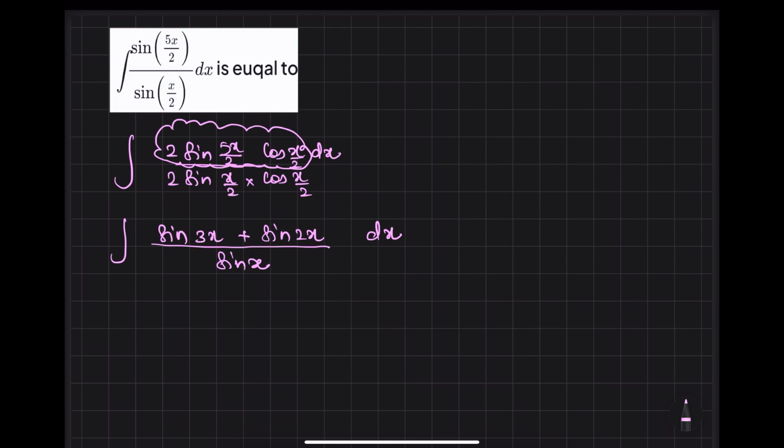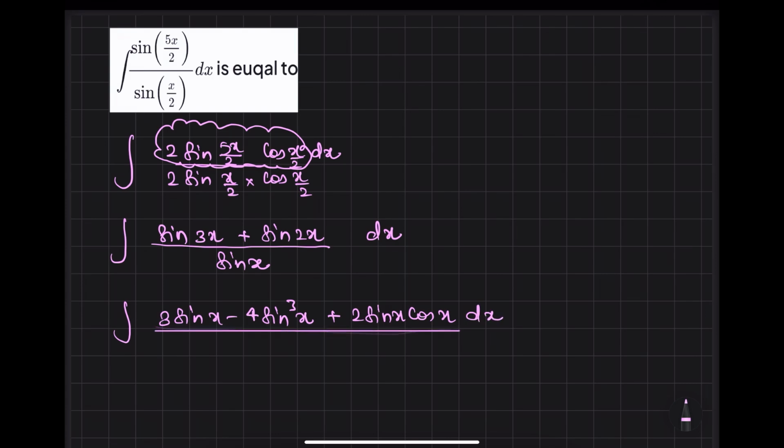Correct? Now what we should do, again if you observe the argument, the trigonometric ratio is okay, but the argument looks ugly. So what I will do, I will break down these terms into angle x. So sine 3 theta is what? 3 sin x minus 4 sine cube x, plus 2 sin x cos x, dx. Correct? So this is the formula.